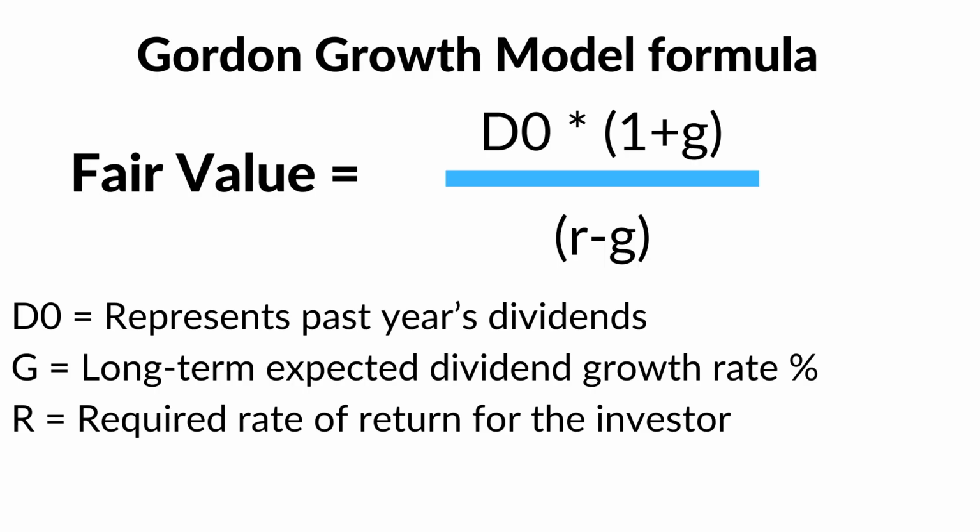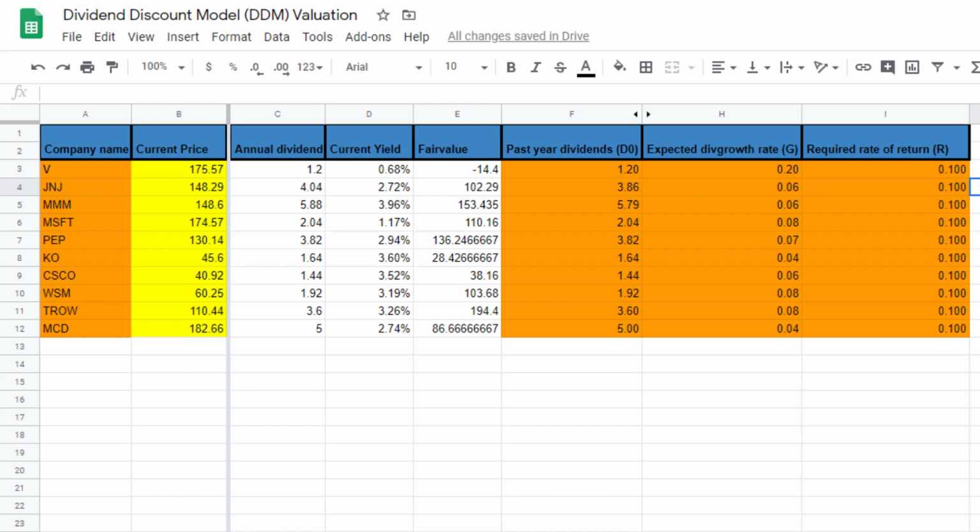Now, in order to be able to use this model by yourself, I need you to understand it thoroughly. Here's the formula again. We can see here that the bottom part of the formula carries the most weight, because that is the divider and it makes a huge difference if we divide by 0.04 or 0.03 for example. Let me show you. If we change the required rate of return to 9%, so 0.09, the fair value changes to 136 instead of 102. What does this mean? It means that if we want a 9% return from Johnson & Johnson, we should not pay more than $136 based on the assumption that the constant dividend growth rate is 6%.